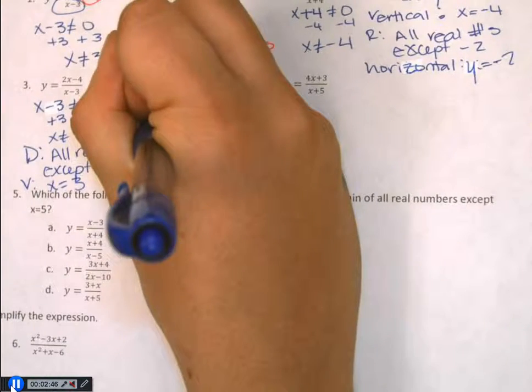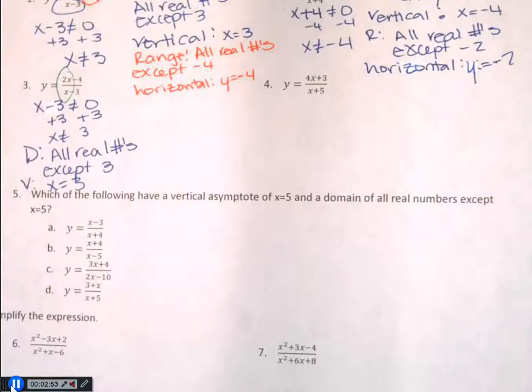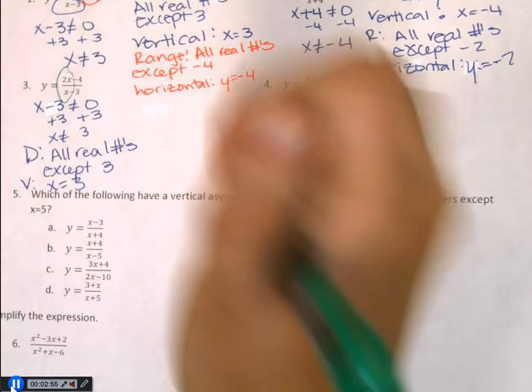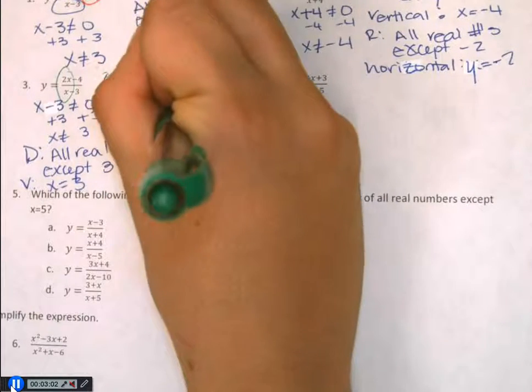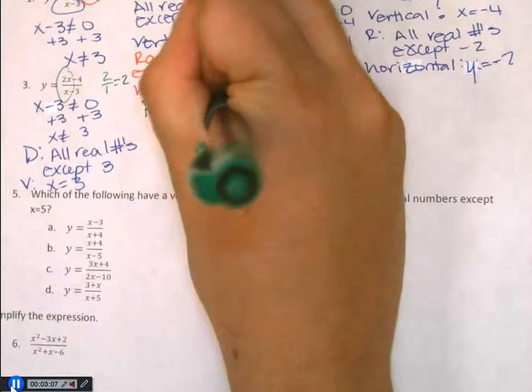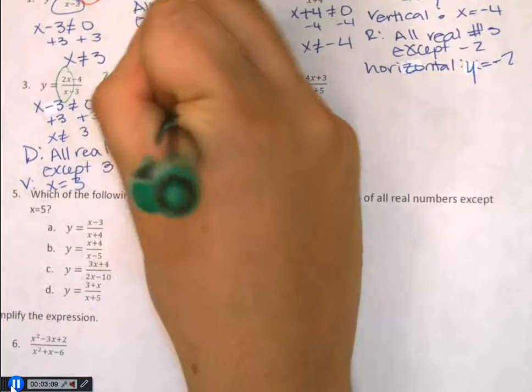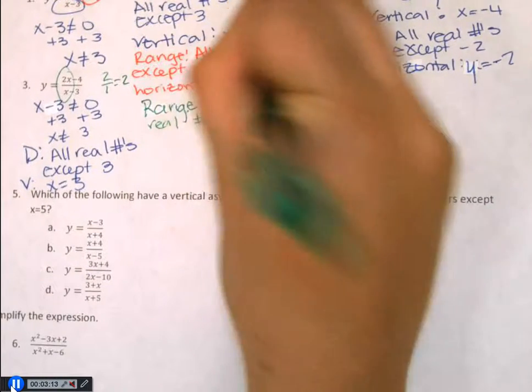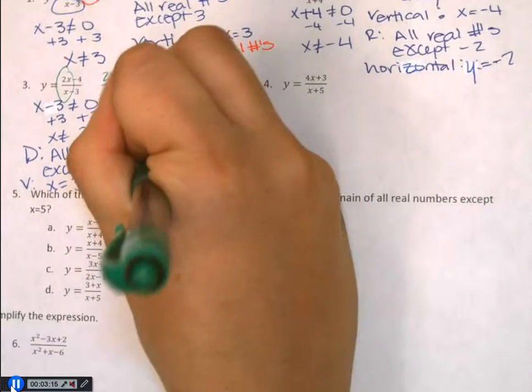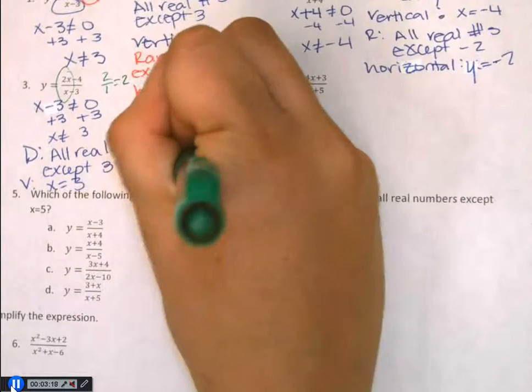For my range, this one's a little bit different. I take my coefficients for my x values and I'm going to divide those. So I have 2 divided by 1, which is just 2. So my range is all real numbers except for 2. And then my horizontal asymptote is y equals 2.